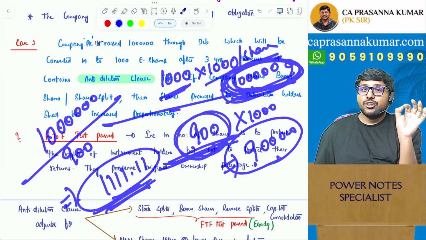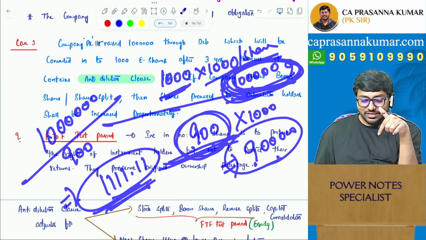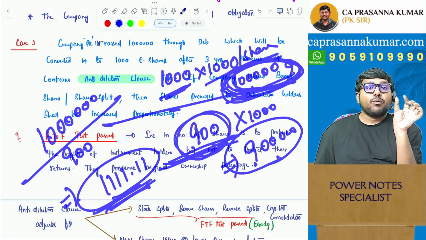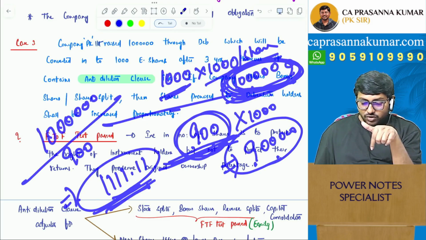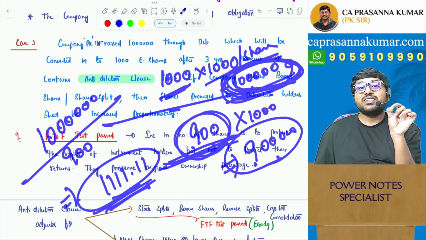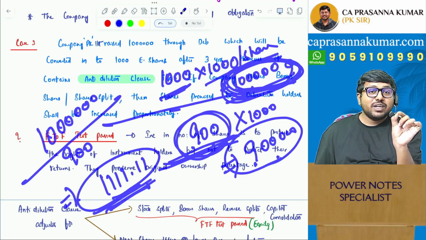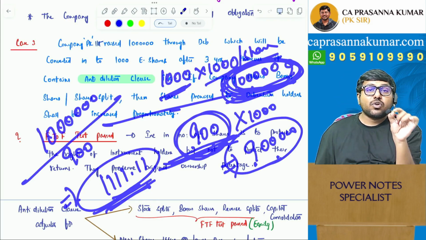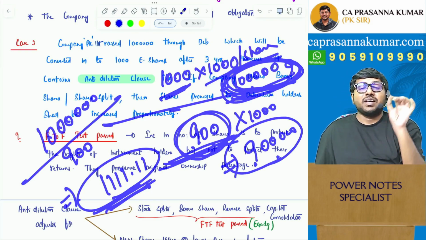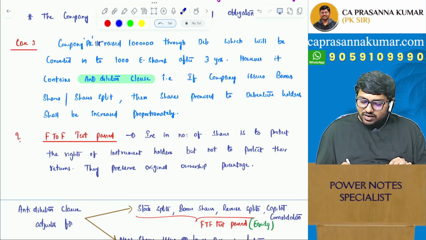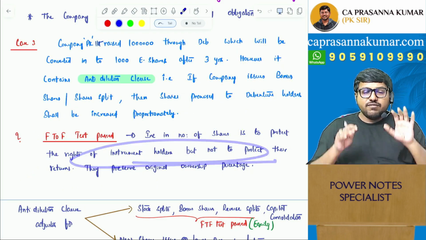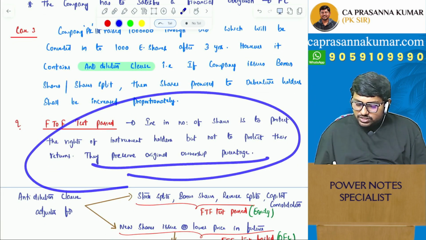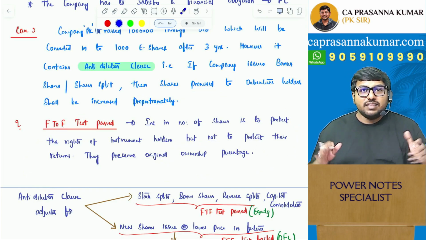One where you have bonus shares or a share split, where you want to protect the rights. The example which I've drawn here in blue is where you want to protect the return of the investor. There is a difference between an anti-dilution clause which protects the rights of the investor and one which protects the return of the investor. If the anti-dilution clause protects the rights of the instrument holder, then the fixed to fixed test is still passed, because you preserve the original ownership percentage. That 10% I told you about, that we are preserving.